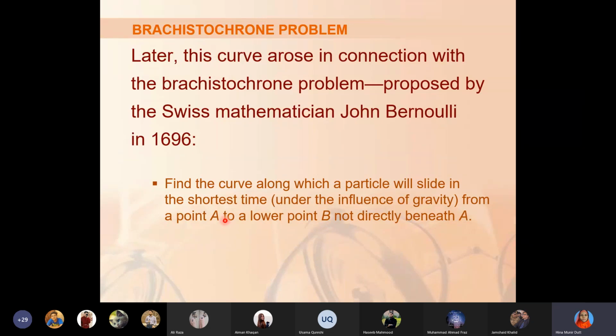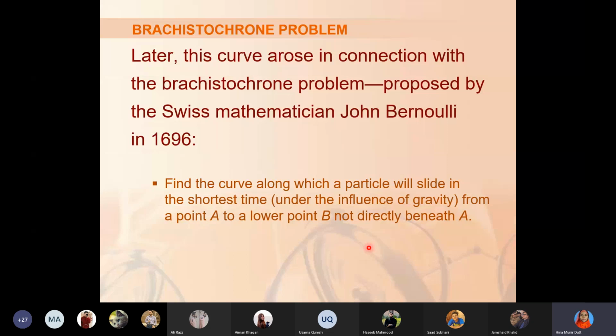So we have 2 points, A and B, and B is below the point A but not exactly or directly beneath the point A. It is somewhere over here. Here is the point A and here is the point B. So we have to find the curve along which a particle will slide from the point A to the point B in the shortest time.